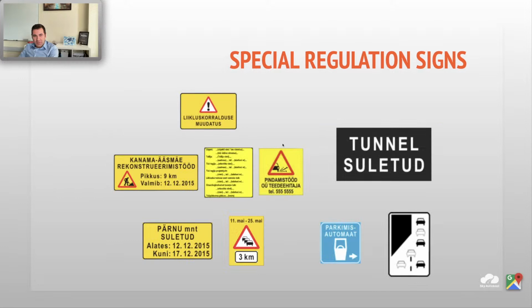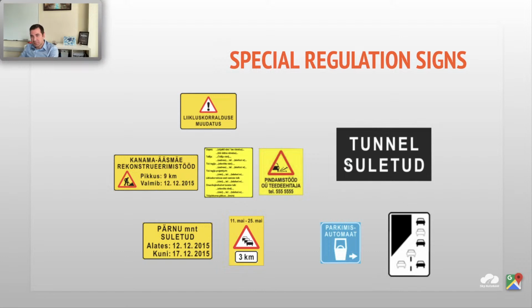What else from the most common places where you can see these special regulation signs is where there are construction works, and they tell you that there are some changes in the traffic, and also they can show you for how long, for example 9 kilometers, when it will be ready, or some other information that some of the streets are closed, and also the time period when it applies, or maybe a sign which tells you about the big possibility of traffic jams starting from this period, from 11th of May, for example, to 25th of May, for 3 kilometers.